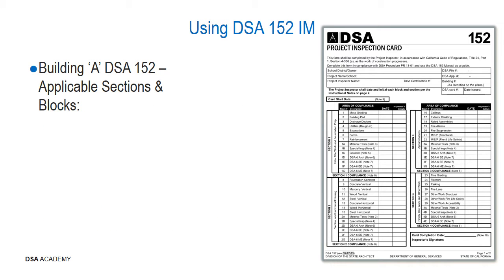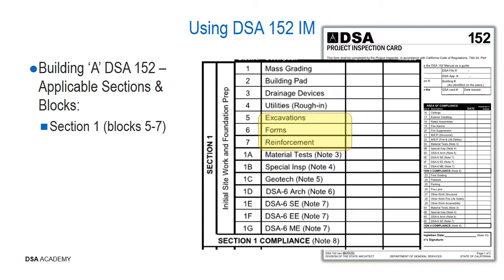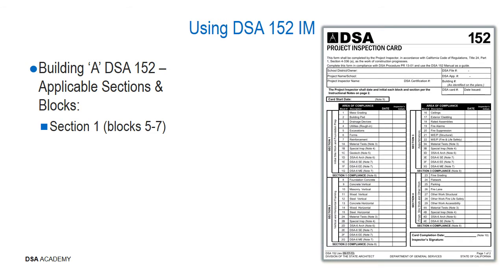So we'll take a look at what some of the building A DSA 152 applicable sections and blocks for that building. That was the one that was having the alterations. So section 1 would have blocks 5 through 7. And this is just doing a quick little blow up of and zooming in on that part of the inspection card with the excavation, forms, and reinforcement. Recall that would be applicable because of the new foundation that is supporting the steel column, that's supporting the steel beam, and the sliding partition.